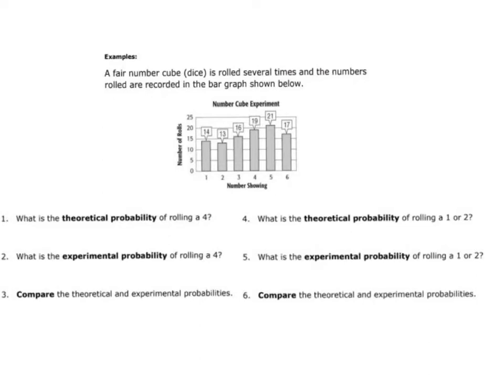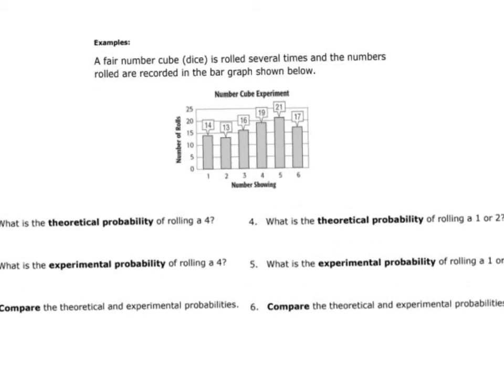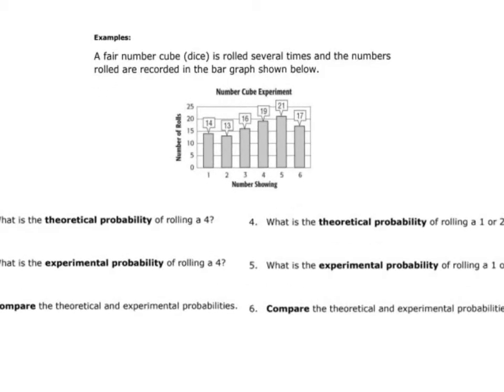Now, this example is giving you information about a number cube that has been rolled several times, and the results are recorded in this bar graph. 1 was rolled 14 times, 2 was rolled 13 times, 3 was 16, 4 was 19, 5 was 21, and 6 is 17. So now what we need to do is find out how many times they rolled.